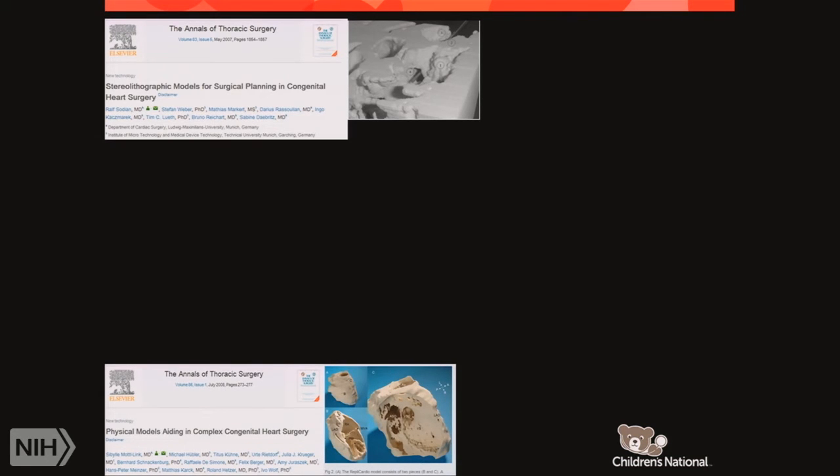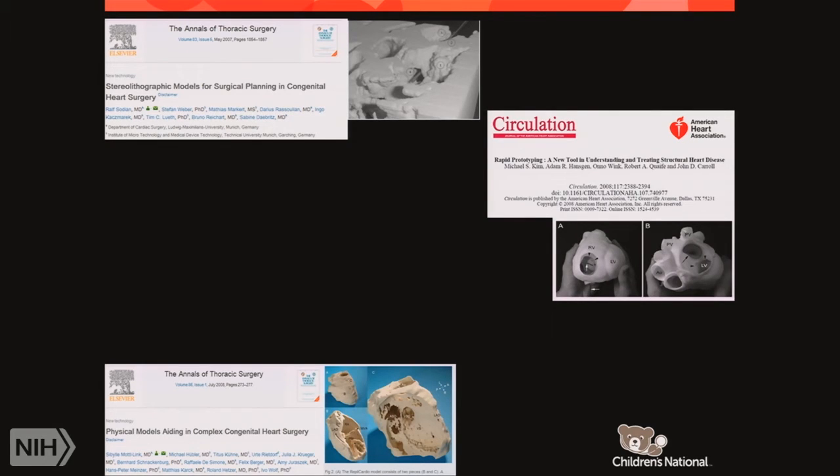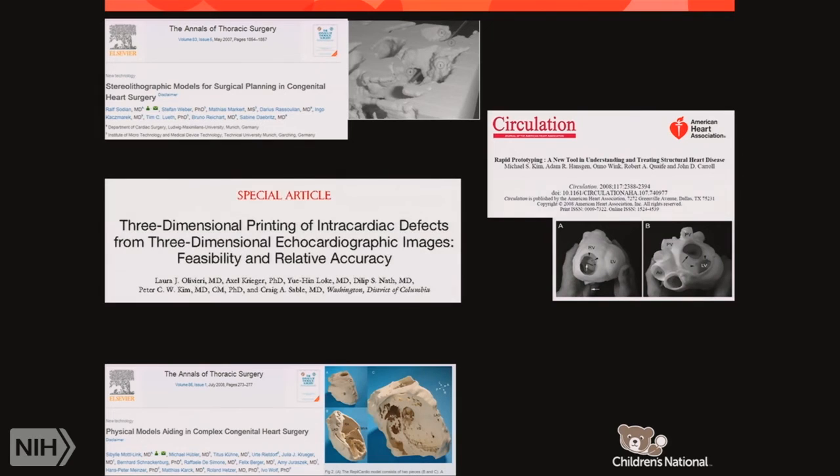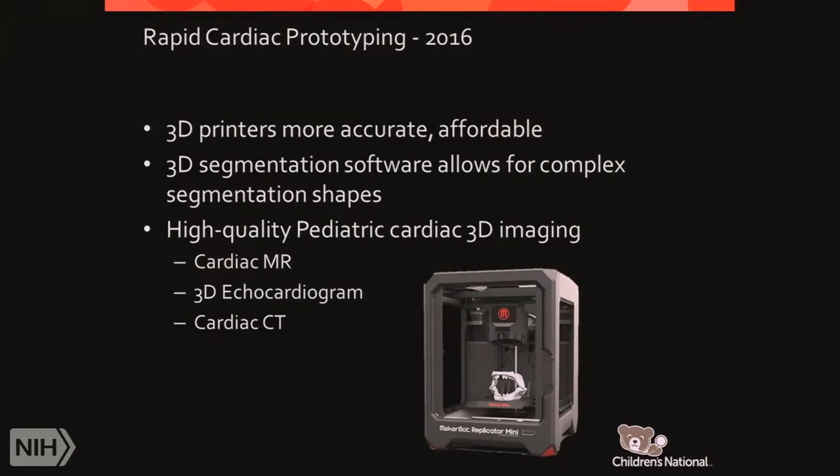I think it's interesting to look at how the models have changed over the years. These are publications from 06, 07, and 08. My lab downtown at Children's National is very focused on printing from echo, but certainly any 3D imaging modality can then be used to make a 3D segmentation, which can be printed out if necessary.